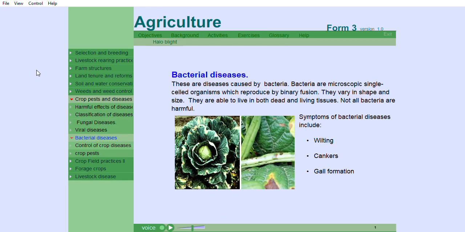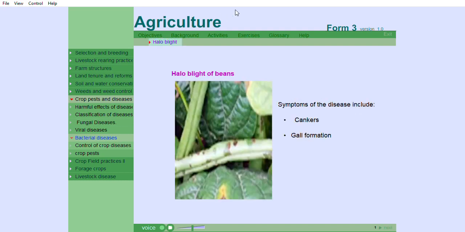Bacterial diseases. These are diseases caused by bacteria. Bacteria are microscopic single-celled organisms which reproduce by binary fission. They vary in shape and size. They are able to live in both dead and living tissues. Not all bacteria are harmful. Symptoms of bacterial diseases include wilting, cankers, and gall formation. Halo blight of beans. Symptoms of this include cankers and gall formation, as shown in the photo.